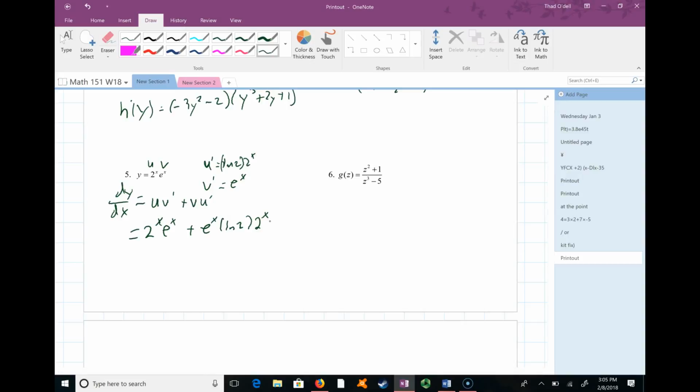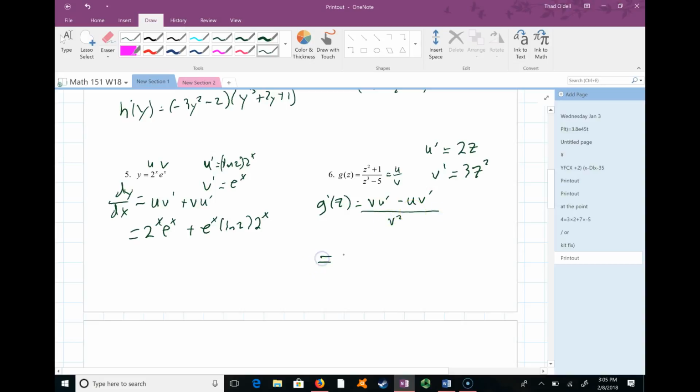Over here we got a product rule. We have a quotient rule. You could bring that bottom up to the top with a -1 power and use the product rule, but I'm going to go ahead and do the quotient rule since we haven't done one yet. So that would be g prime of z. We're going to call this u over v. So my u prime would be 2z, and my v prime would be 3z squared. So I need v u prime minus u v prime all over v squared.